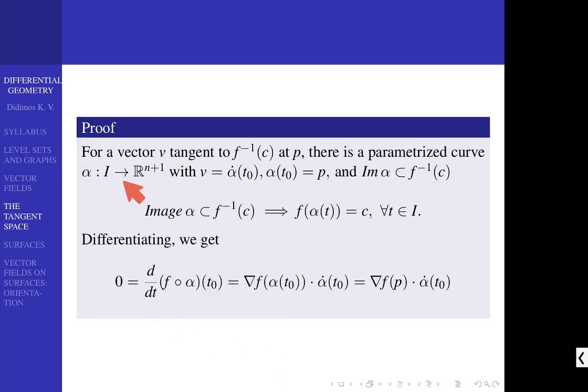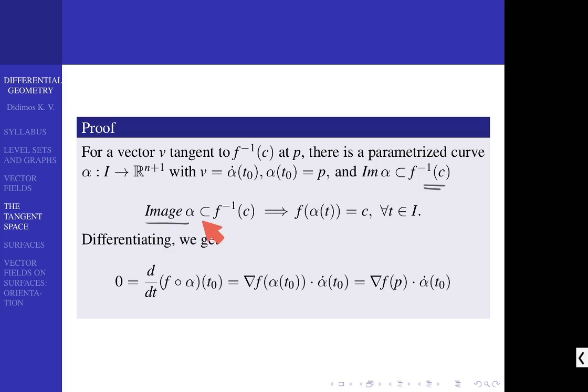Now we can prove the statement. We start with the tangent vector. V is the tangent vector to f inverse c at P. Then the definition of the tangent vector gives a parameterized curve alpha from I to Rn plus 1 with V equal to alpha dot t naught. This V is the velocity vector of alpha at t naught, and alpha of t naught is the point P, and the image of alpha is fully contained in f inverse c. This is the definition of tangent vector.